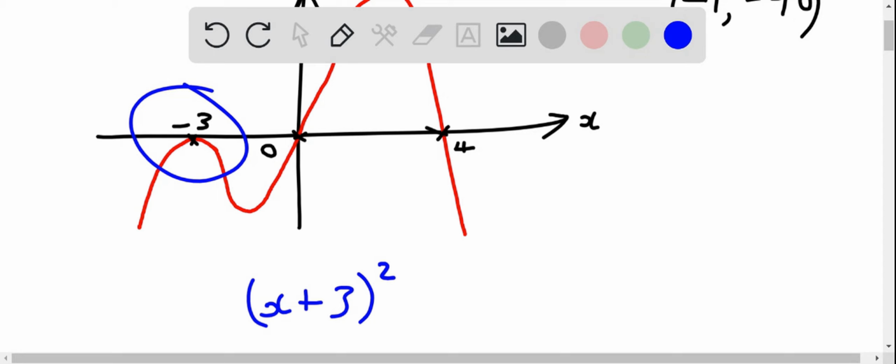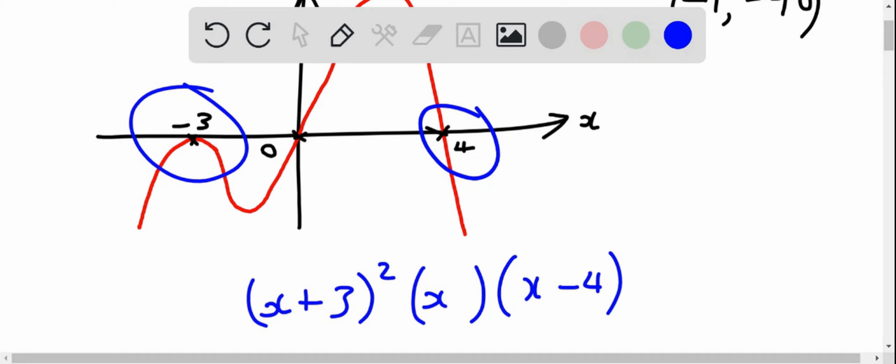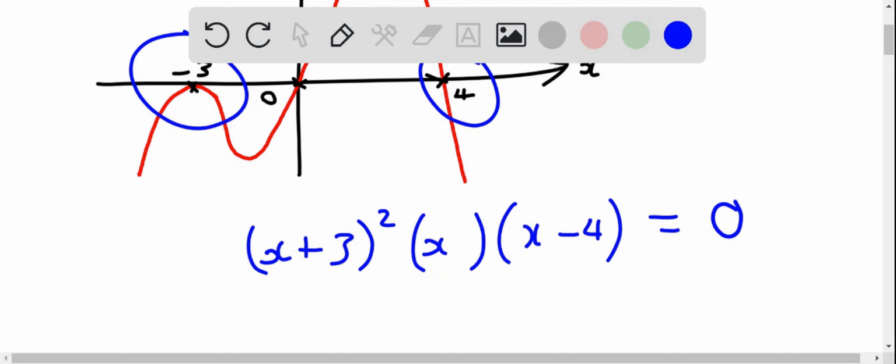That will give me -3 twice. Then I have x, for the root 0, and then (x - 4) over here. So that equation has the correct roots. In other words, -3 twice, 0 and 4.